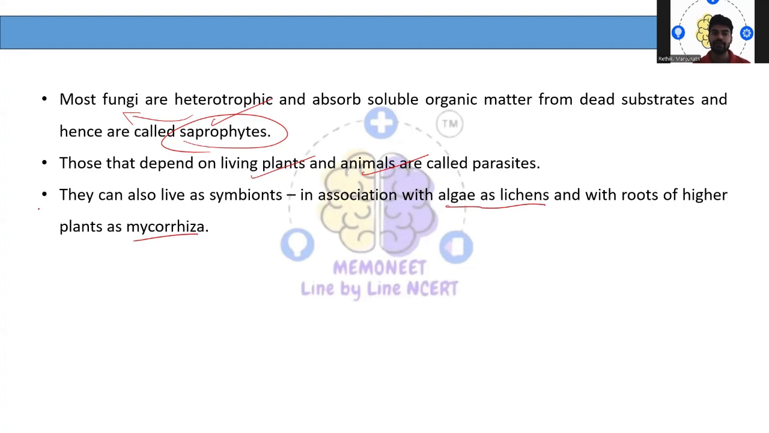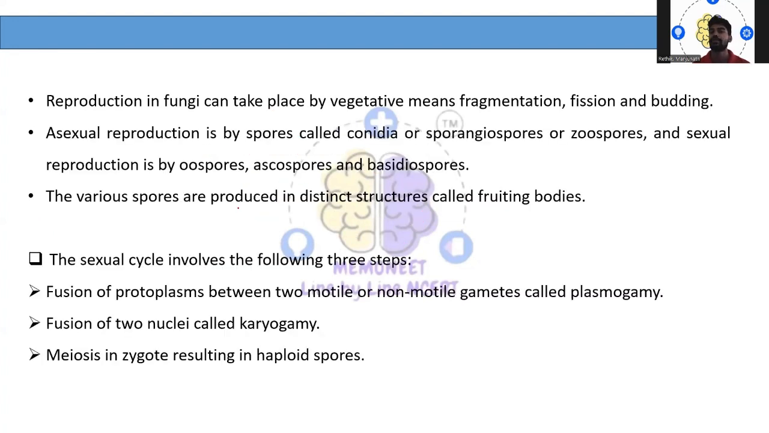So this is also very important. Fungi normally show a symbiotic association with algae as lichens, and with the roots of higher plants as a mycorrhiza. Okay. So coming to the reproduction mode, the vegetative mode of reproduction goes with fragmentation, fission, and budding.